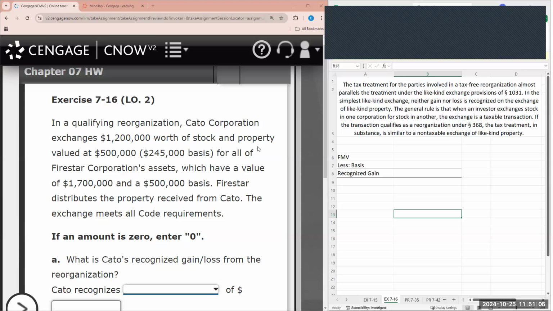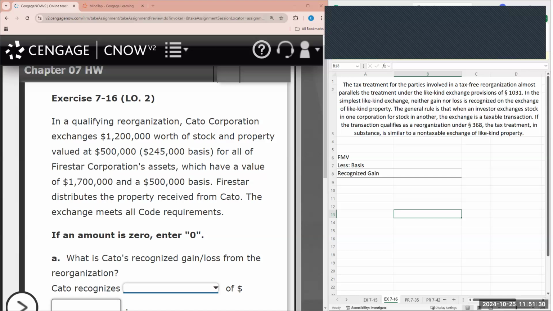So it states, in a qualifying reorganization, Cato Corporation exchanges $1,200,000 worth of stock and property valued at $500,000 with a $245,000 basis for all of Firestar Corporation's assets, which have a value of $1.7 million and a $500,000 basis. Firestar distributes the property received from Cato. The exchange meets all the code's requirements. So we ultimately need to determine now how much is going to be recognized, if any.